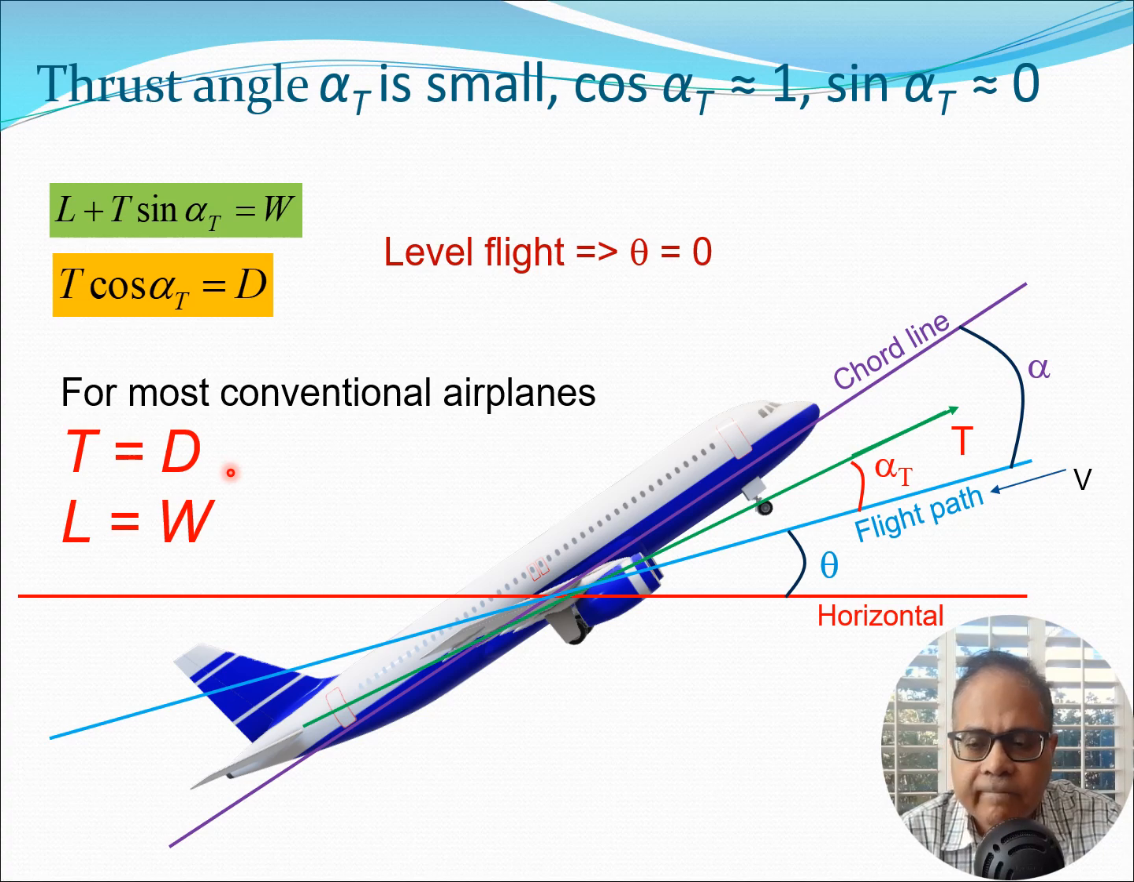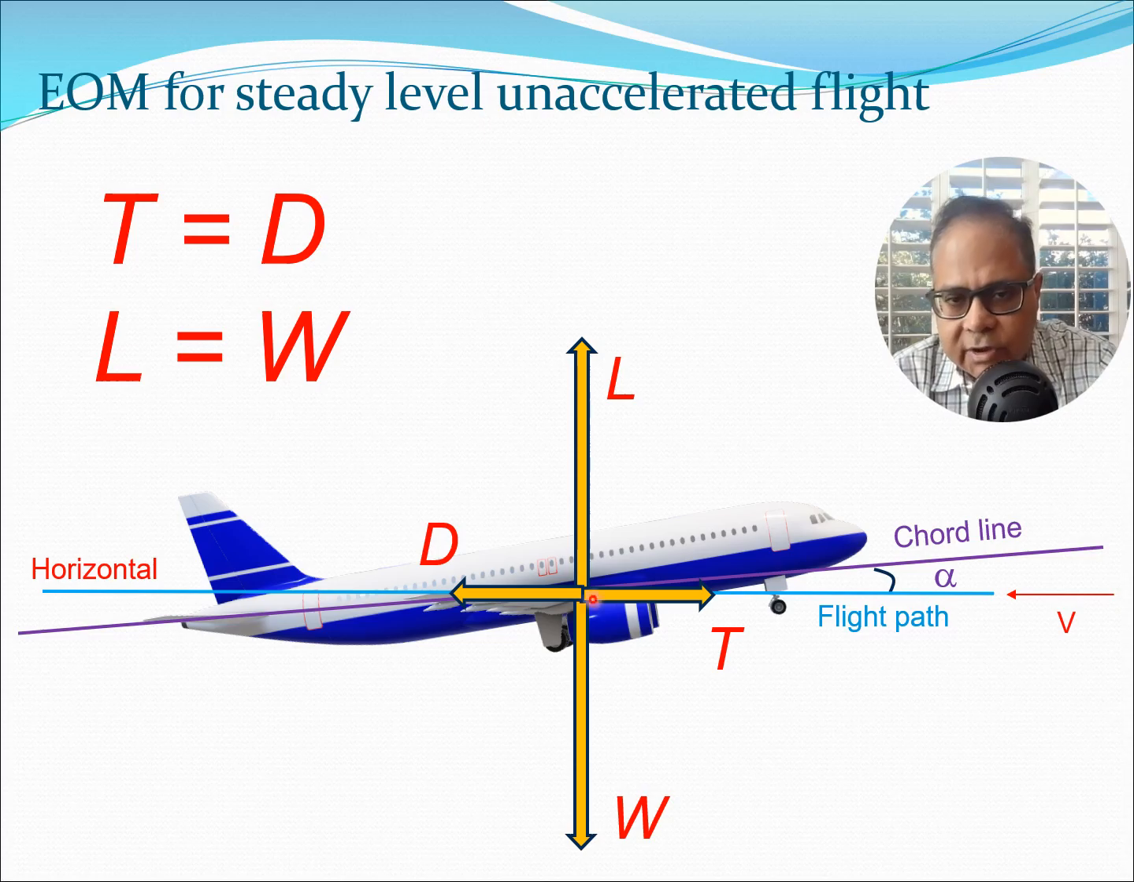T equals D. Now this picture here is very complex, so we have made several approximations here about alpha t being 0 and theta equal to 0. So I'm going to show you a simpler picture in the next slide. This is the final picture we have got, and this is for the equation of motion for steady level unaccelerated flight. Here you will see the flight path angle. There is an alpha to the chord line. This alpha is typically very small, it's a few degrees.